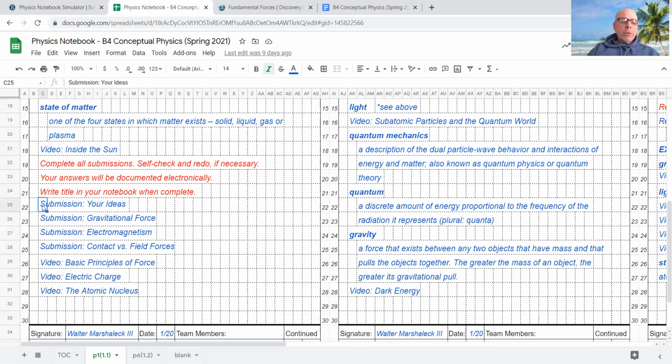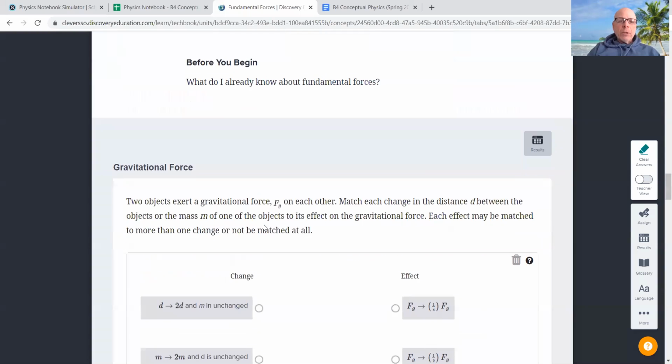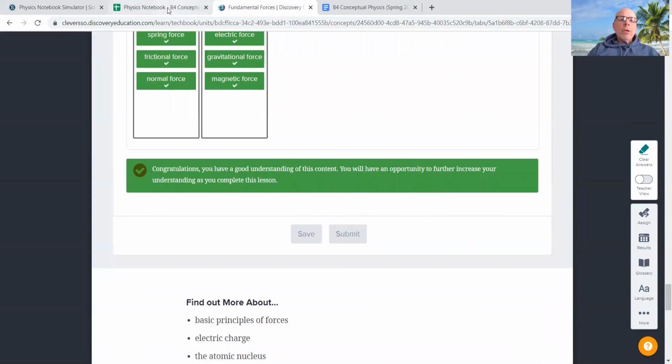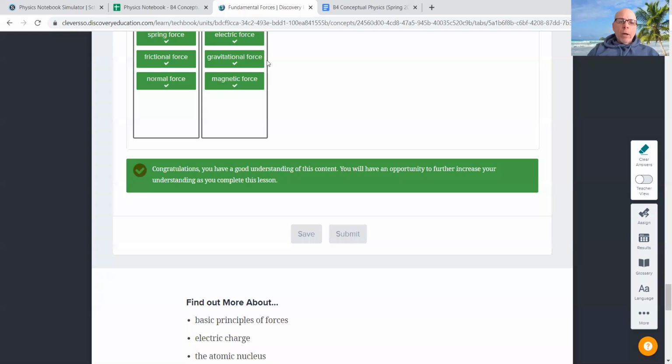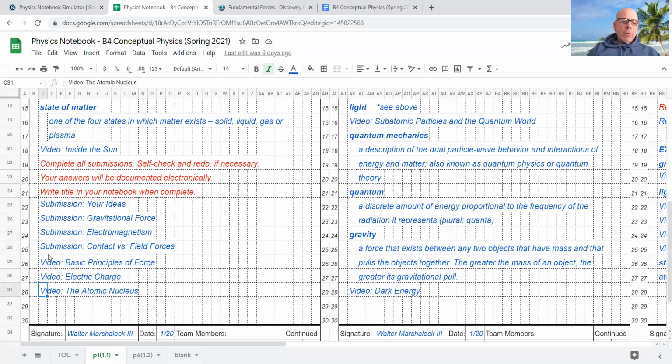Well, look, submission, your ideas, submission, gravitational force, submission, electromagnetism, submission, contact versus field forces. Those are these submissions. You do the submission in the website, and then you just write down in your notebook those submissions that you've done. Also, there's videos, the same thing. You watch the video, you relax and try to take in the information from the video. There's 3 of them there. And then you write down in your notebook video, and what they're titled.